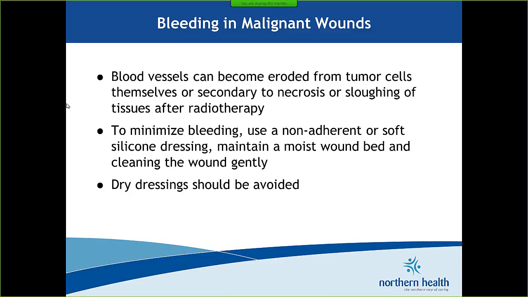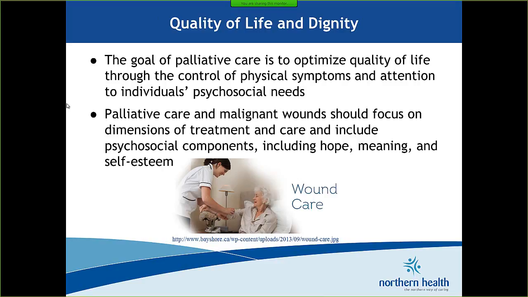So blood vessels can become eroded from tumor cells themselves or secondary to necrosis or sloughing of tissues after radiotherapy. So to minimize bleeding, use a non-adherent or soft silicone dressing, maintain a moist wound bed, and gently clean the wound. And I mentioned, but dry dressings should be avoided. But if dressings do adhere, as they do sometimes, we can carefully soak them off with saline. And if bleeding does happen, we can apply direct pressure for 10 to 15 minutes. So prevention is always the best therapy.